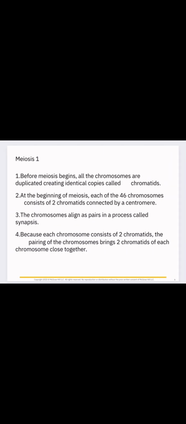Meiosis 1. Before meiosis begins, all the chromosomes are duplicated, creating identical copies called chromatids. At the beginning of meiosis, each of the 46 chromosomes consists of 2 chromatids connected by a centromere. The chromosomes align as pairs in a process called synapsis. Because each chromosome consists of 2 chromatids, the pairing of the chromosomes brings 2 chromatids of each chromosome close together.